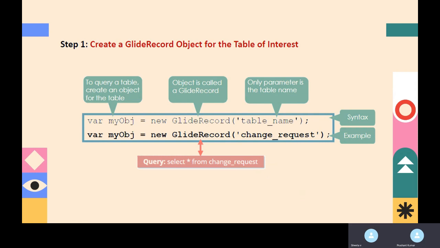Now we will see what each step does when we create a GlideRecord. You can see we have generated an object for a GlideRecord. The general syntax is var my object = new GlideRecord with the table name. Now they have generated my object with new GlideRecord, and they have selected the change request table as an example.